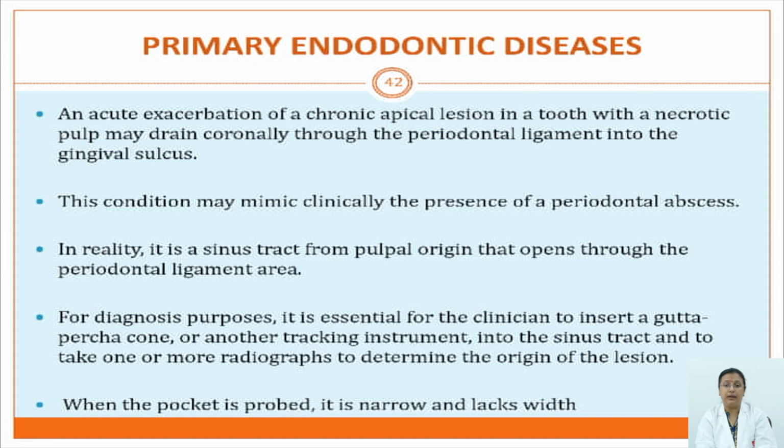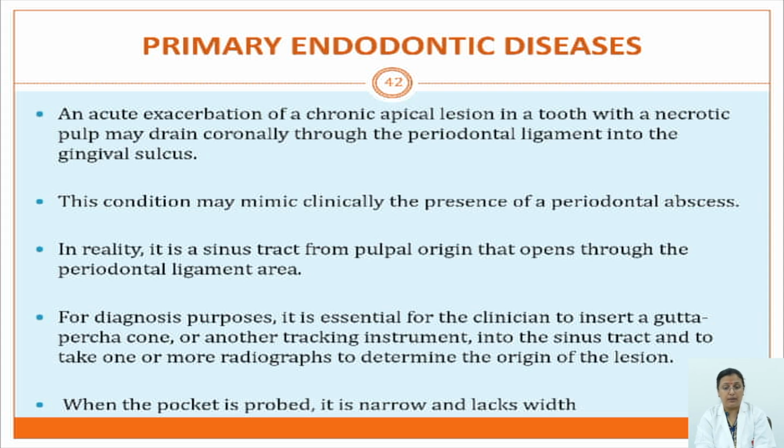Now what is primary endodontic disease? Basically, there is an acute exacerbation of a chronic apical lesion in a tooth with necrotic pulp that may drain coronally through the periodontal ligament into the gingival sulcus. This condition may mimic the clinical presence of a periodontal abscess, but it is a sinus tract from pulpal origin that opens through the periodontal ligament area.